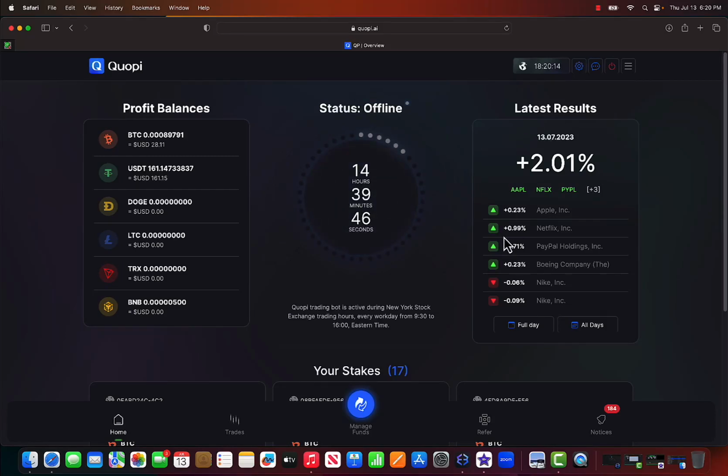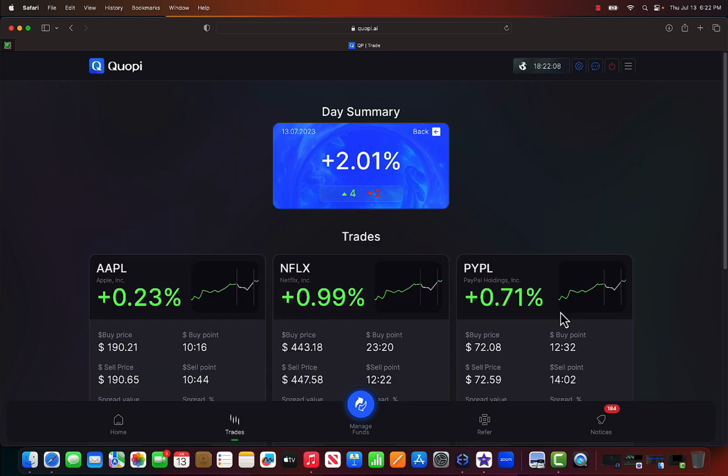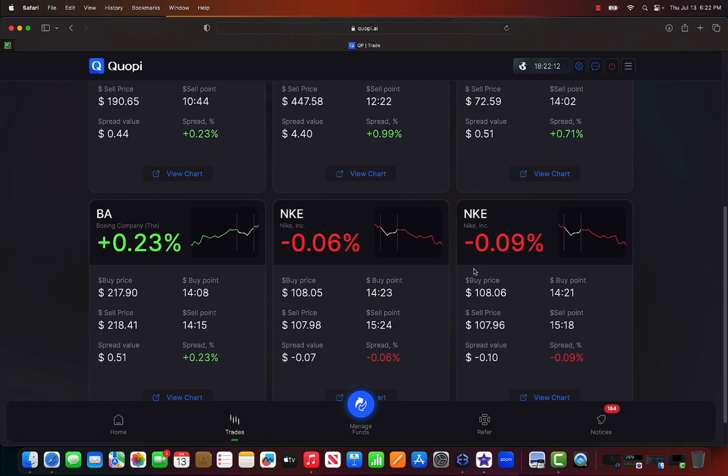Okay, everyone, let's go over here and see how Quopi did today. July the 13th, Quopi achieved a 2.01% return. For the full day, Quopi achieved a 2.01. Let's go ahead and check the trades.